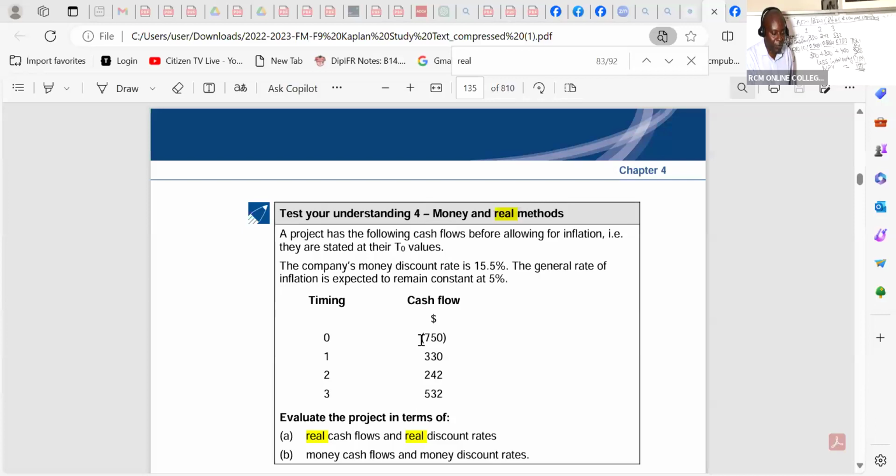But now you see whatever we have here, this is the question we are doing, you can screenshot it. Whatever we have here, these are cash flows which are not inflated. You can see a project has the following cash flows before allowing for inflation. So these are uninflated. But when they tell us to use money cash flows, then I need inflated cash flows.